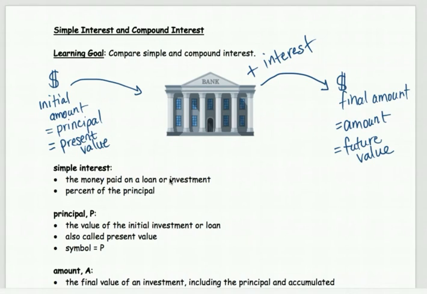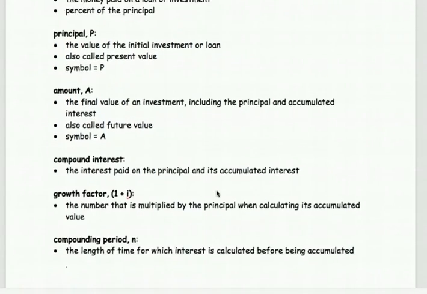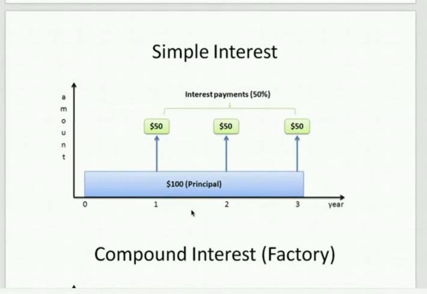All right, so simple interest is the money paid on what you put into the bank. They pay you a certain percentage of that amount of money that you put into the bank. If we take a look at our diagram, say we put $100 into the bank. After 1 year, when we check, you've made $50 because the percentage they're going to pay out is 50%. So that's 50% of your principal, which is $50.